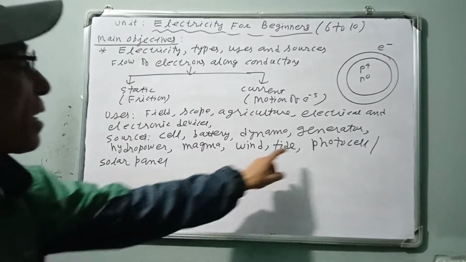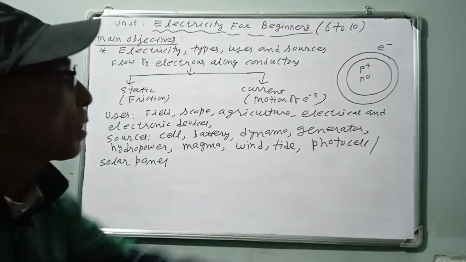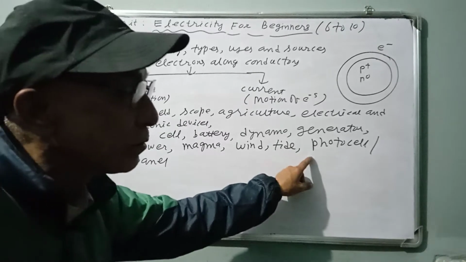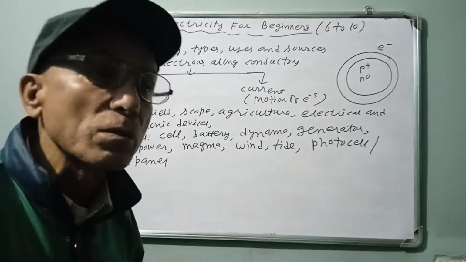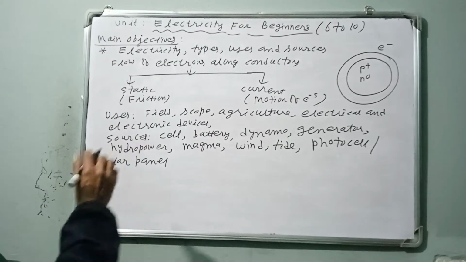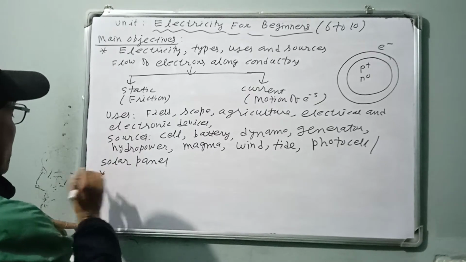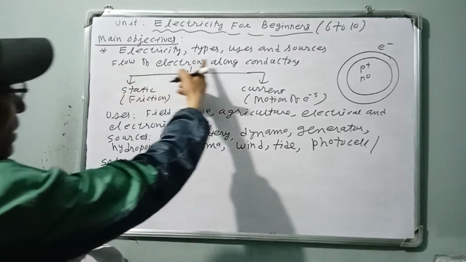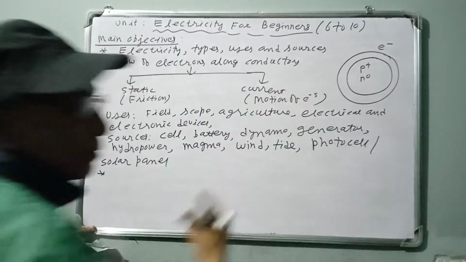Nowadays, solar panels or cells are very important because they are very easy and quick to use, and they cause no pollution, and are cheap also. Another topic is electricity: types, uses and sources.